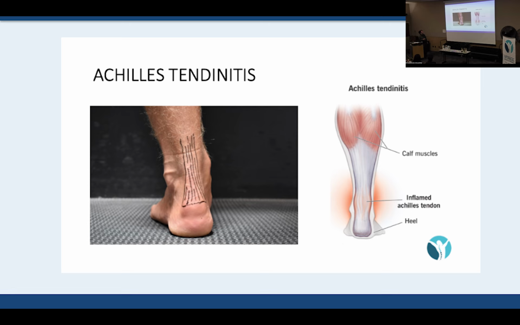So the Achilles tendon is connected to the calf muscles, your gastrocs, and it attaches to the back of the heel. Sometimes we could get a spur in the back of the heel, otherwise known as a Haglund's deformity. This Haglund's deformity rubs against the tendon and could cause Achilles tendinitis. Sometimes the two go hand in hand. Haglund's deformity is the arthritic version of Achilles tendinitis, basically.